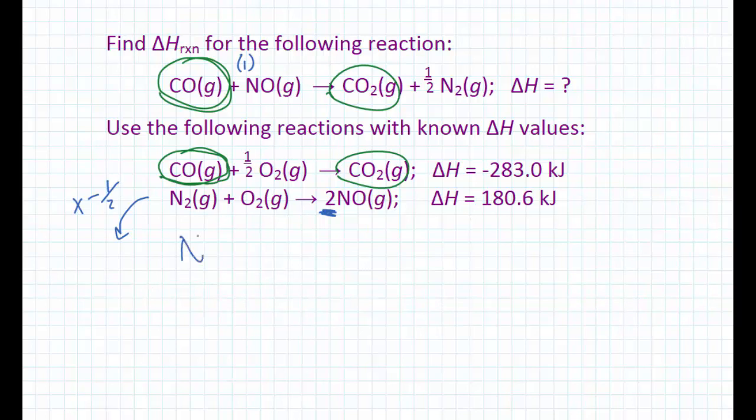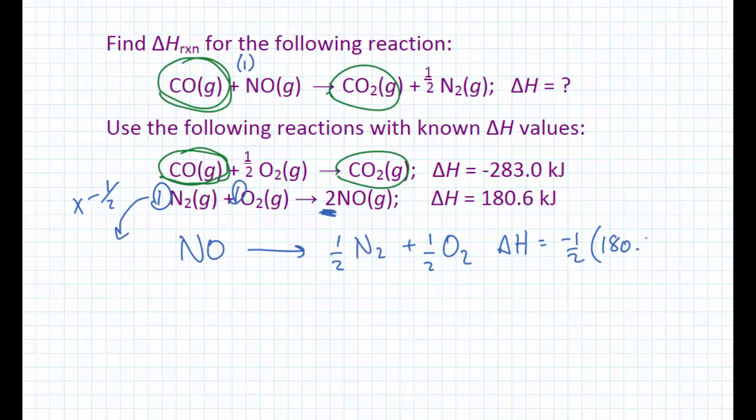I'm going to have 1 NO. And then over on the right, what am I going to have? But what about their coefficients? This is 1. That's 1. We're going to have half N2 and half O2. Okay? Coefficients can be fractions. You have to take these 1s, multiply them by 1/2. So delta H for this would be negative 1/2 times 180.6. Right?